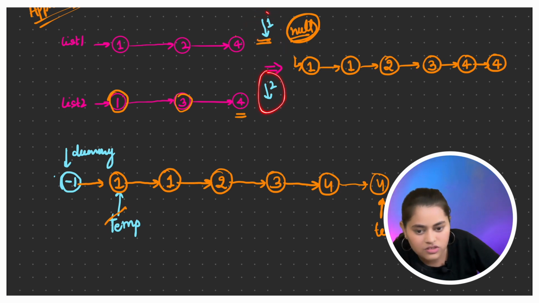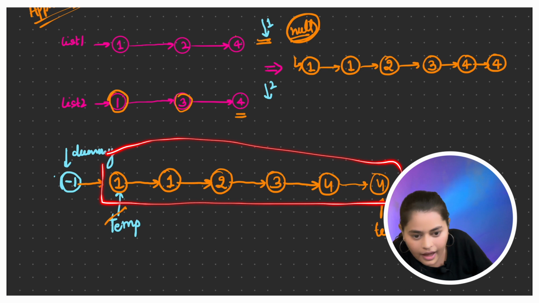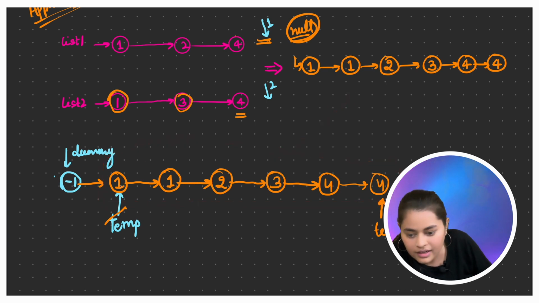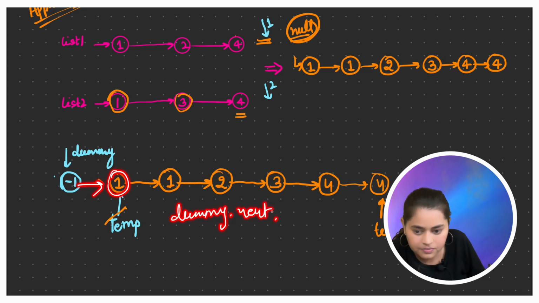So that means we can stop our processing and we can clearly see that we have the resultant sorted list 1 1 2 3 4 4, and the head of the list is this one, that means dummy.next. So we can directly return dummy.next from this point, right?